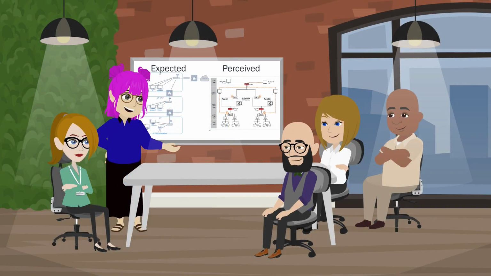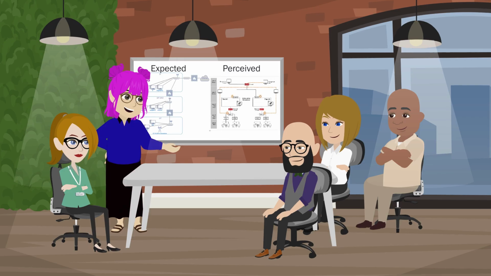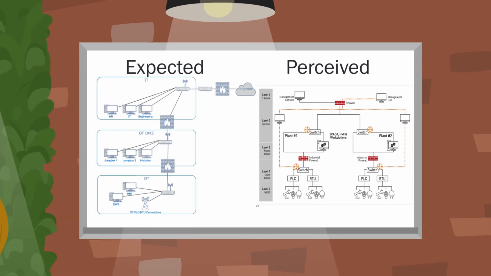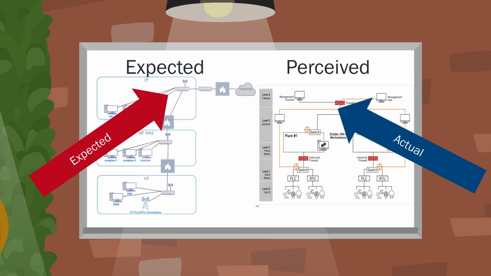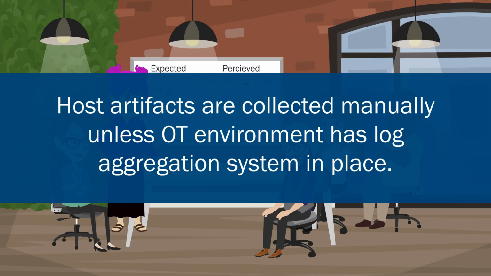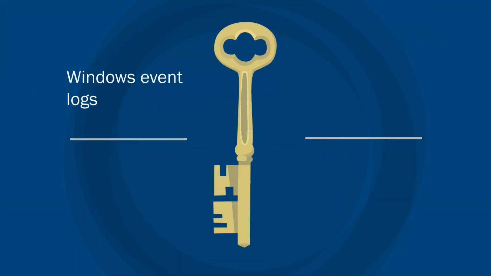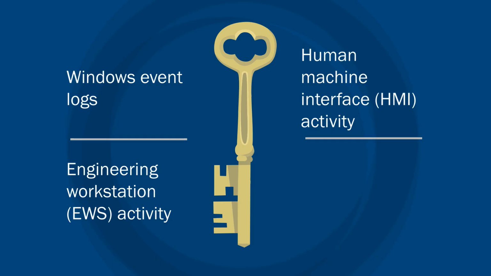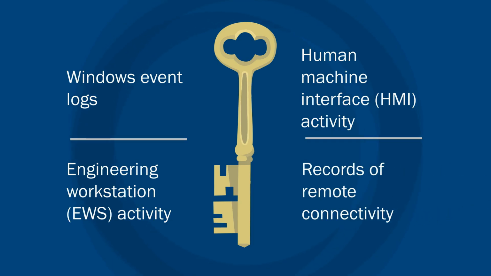Topology validation is a significant aspect of IT asset control. This involves comparing expected network and segmentation layout with the actual observed environment. Discrepancies between the expected and actual network topology can highlight vulnerabilities and misconfigurations. Host artifacts are often collected manually unless the OT environment has a log aggregation system in place. Key artifacts include Windows event logs, human-machine interface, HMI, activity, and engineering workstation, EWS, activity, and records of remote connectivity. These logs can be correlated with network traffic to identify anomalous behavior or integration issues.